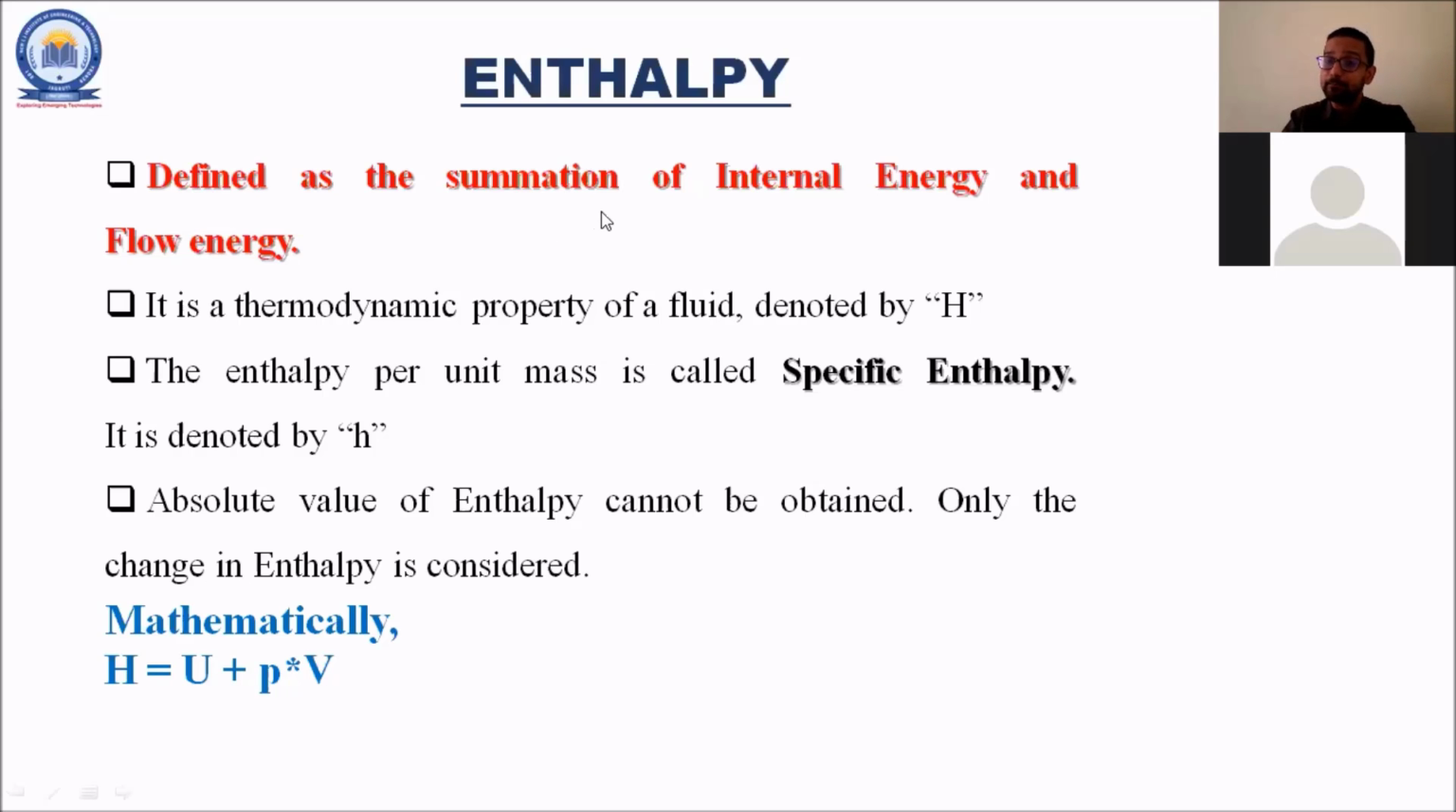Mathematically, as per the definition, enthalpy is represented as H is equal to U plus PV, where U stands for the internal energy and PV, the product of pressure and volume, represents the flow energy.